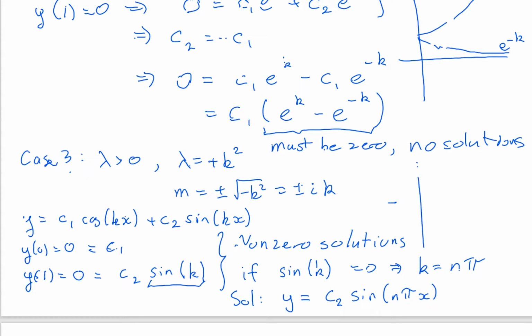What do they look like? Well, it depends on the value of n. N equals 1, 2, 3, and so on, any integer. When n is 1, I get a solution that starts at 0, ends at 0, and looks like sine. That's sine pi x. When n is 2, I get sine of 2 pi x, which looks like this. When n is 3, I get sine of 3 pi x. So I get an infinite family of solutions, one for each value of n, and they have more and more oscillations.